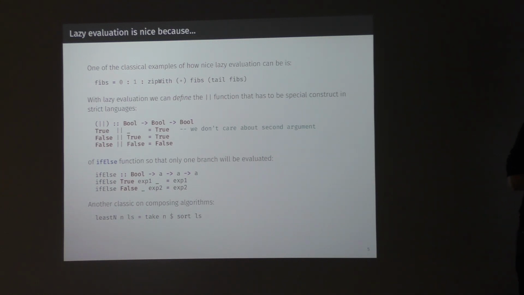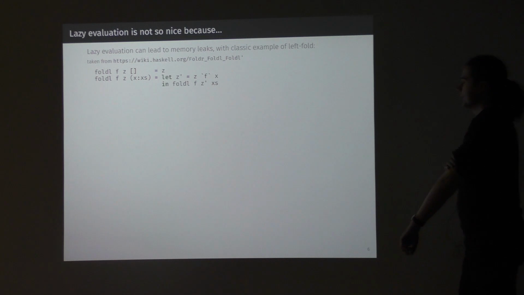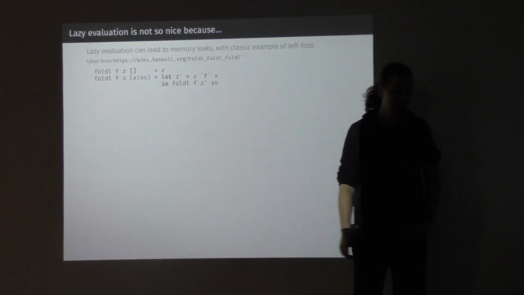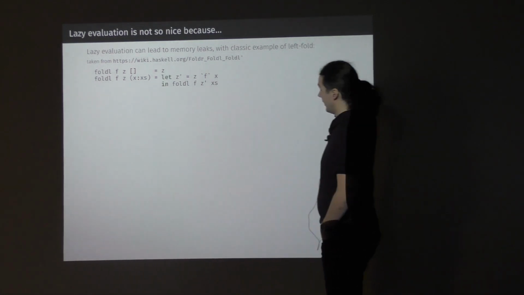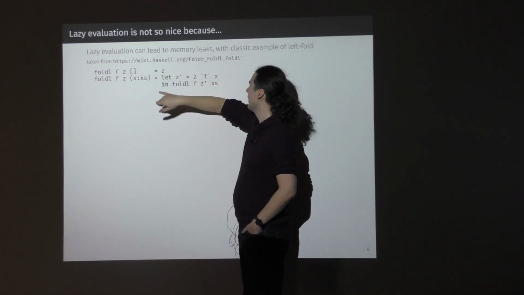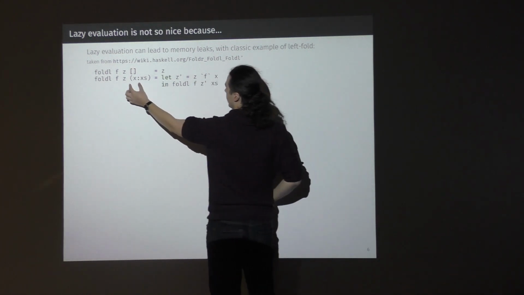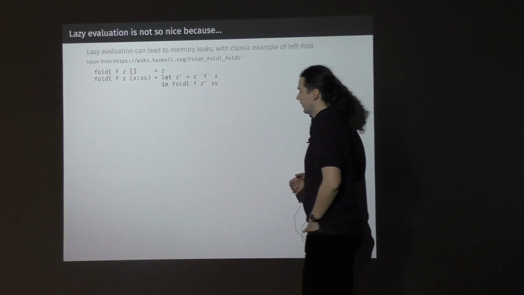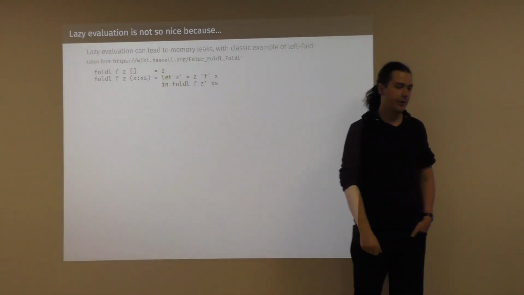Well, but life is not so nice, actually, because there is a series of examples where lazy evaluation is a problem, and again, a classic example taken from Haskell Wiki is the left fold. So the left fold is defined in the following way. An empty list just returns the accumulator. If the list is not empty, then it applies the function to the accumulator and the next value in the list, and does fold left on the rest of the list with this new accumulator.